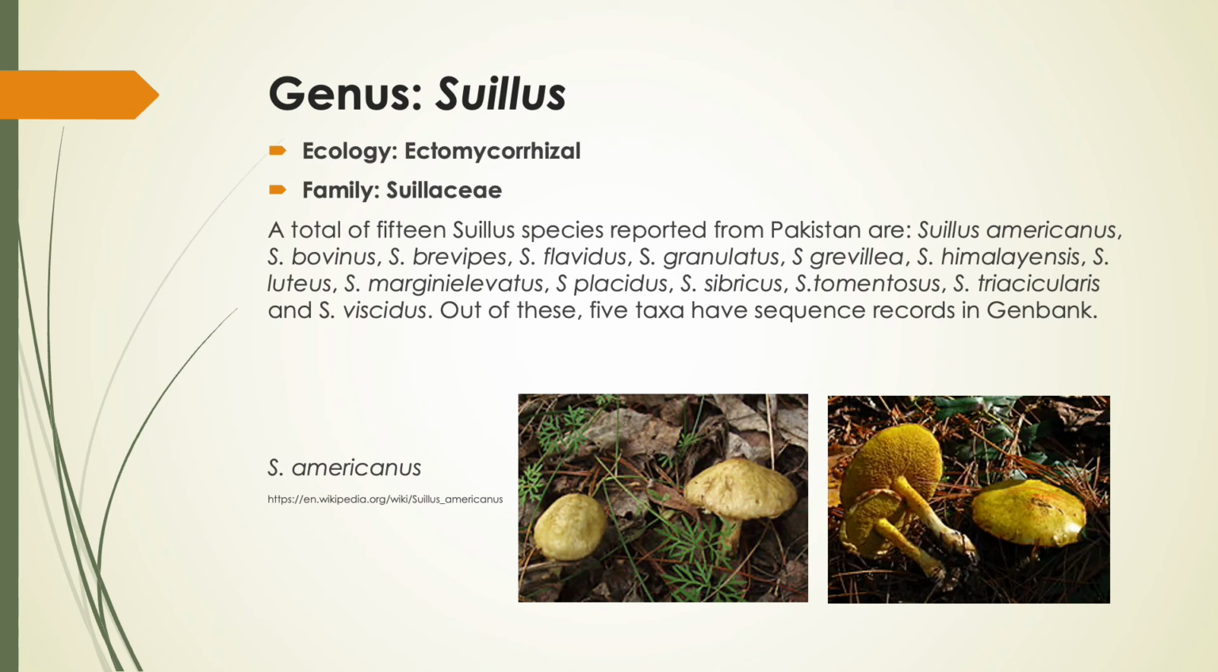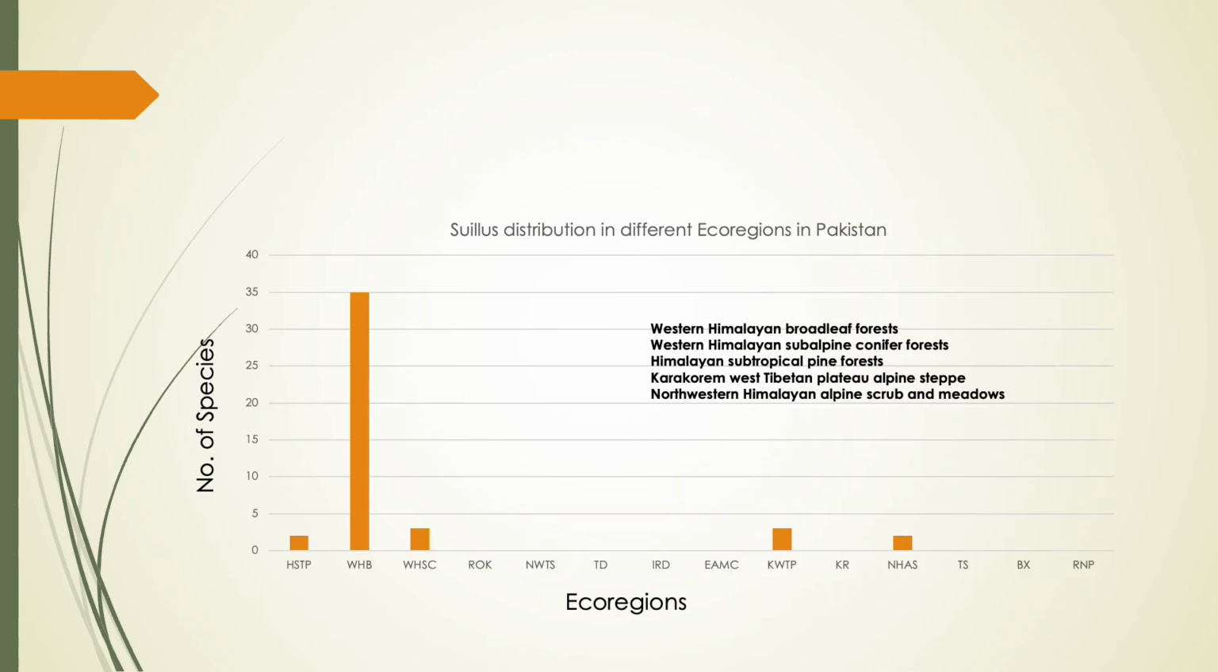Genus Suillus is ectomycorrhizal, and a total of 15 Suillus species have been reported from Pakistan. Out of these, 5 taxa have sequence records in GenBank. Genus Suillus has been collected from 5 different ecoregions in Pakistan, with the highest occurrence recorded in Western Himalayan broadleaf forests.